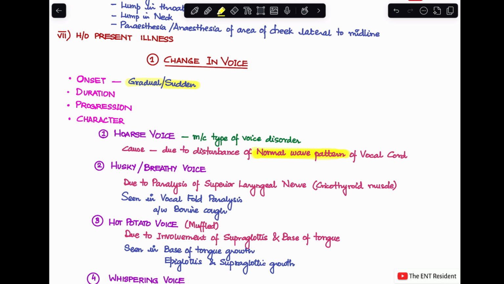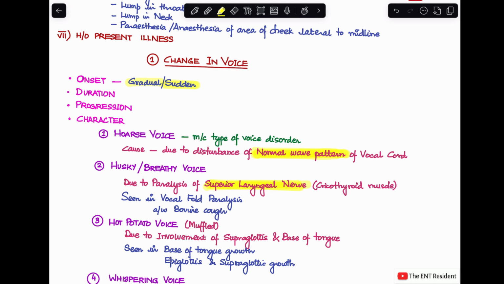Second is a husky or a breathy voice. This happens due to a paralysis of the superior laryngeal nerve, and this superior laryngeal nerve supplies the cricothyroid muscle. This will be seen in cases of vocal fold paralysis. It can also be associated with bovine cough.